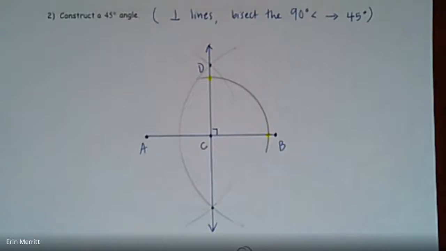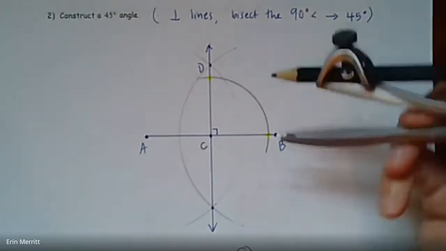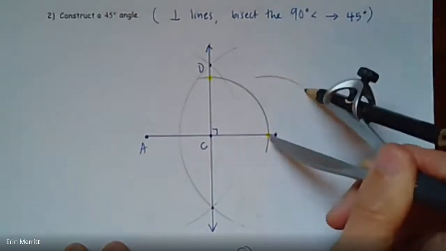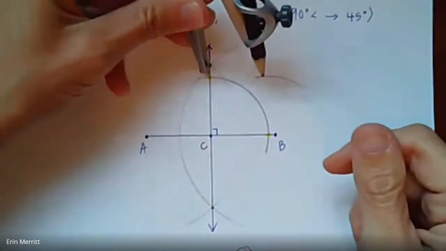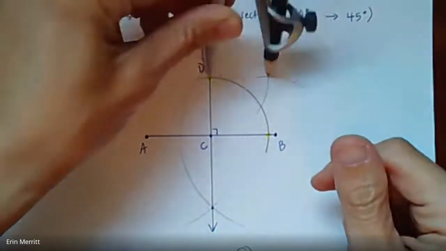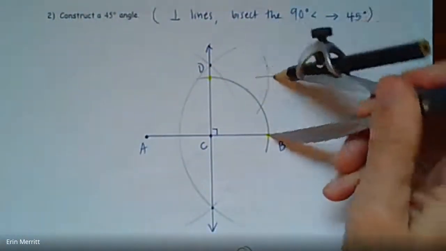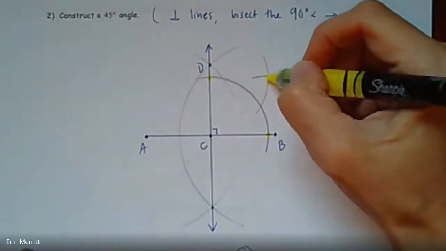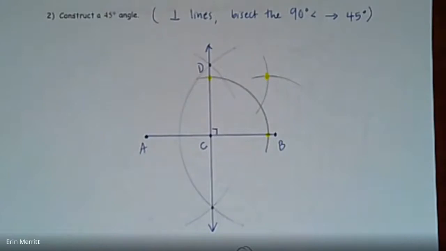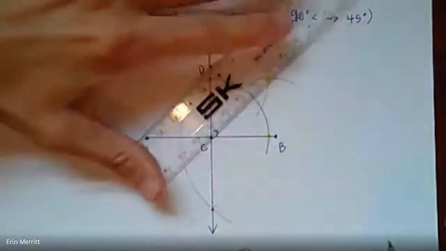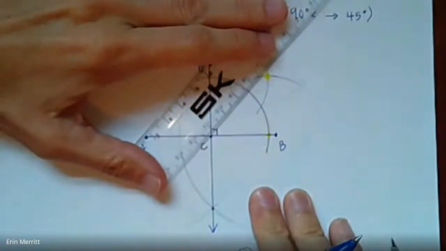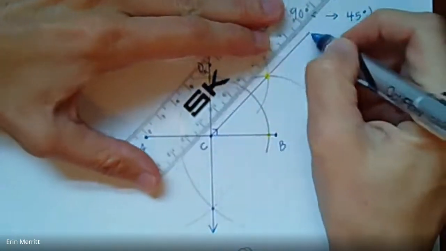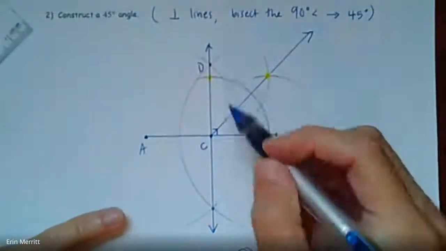From those highlighted spots, I'm now going to swipe 2 more arcs. I'm not going to change my compass. Just keep it easy. So from right here, swipe towards the center. From here, swipe towards the center. And they should intersect. Now what I want to do is connect from C through that point right there. So taking my straight edge, lining it up, and then connecting the dots. That should have bisected my 90.